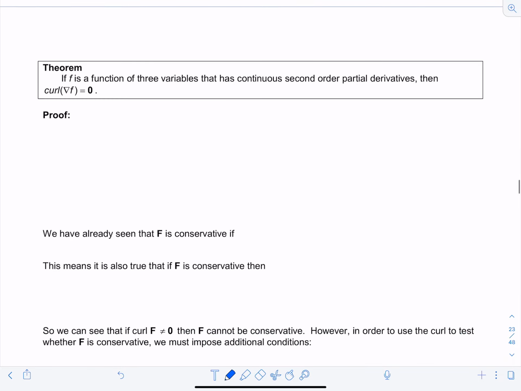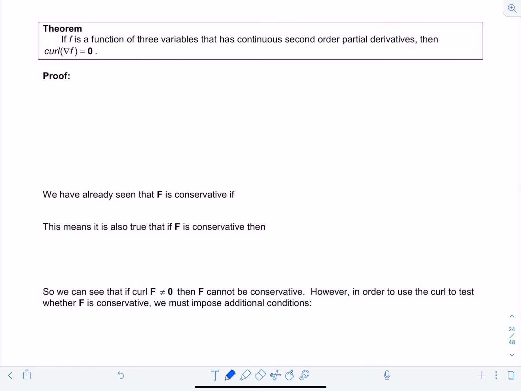It states that if F is a function of three variables, okay, so we have a function of x, y, and z, and it has continuous second order partial derivatives, so F is C2, then the curl of the gradient of F is equal to the zero vector. Okay, let's go ahead and prove it. It's a really direct proof. You just apply the definition.